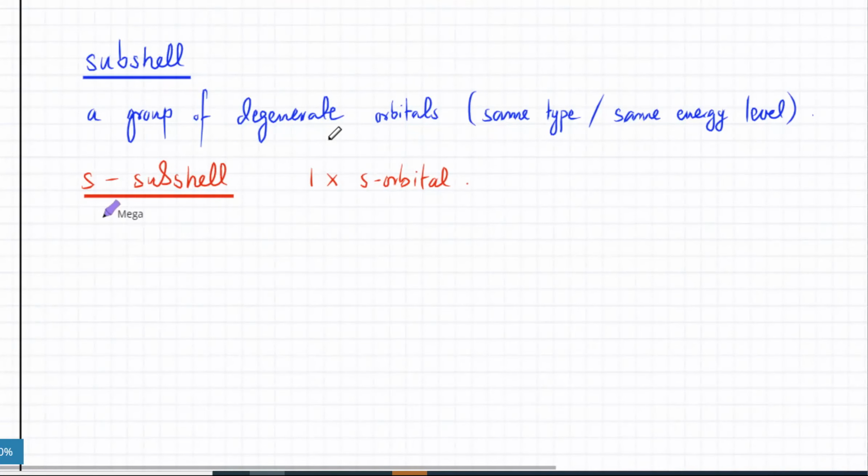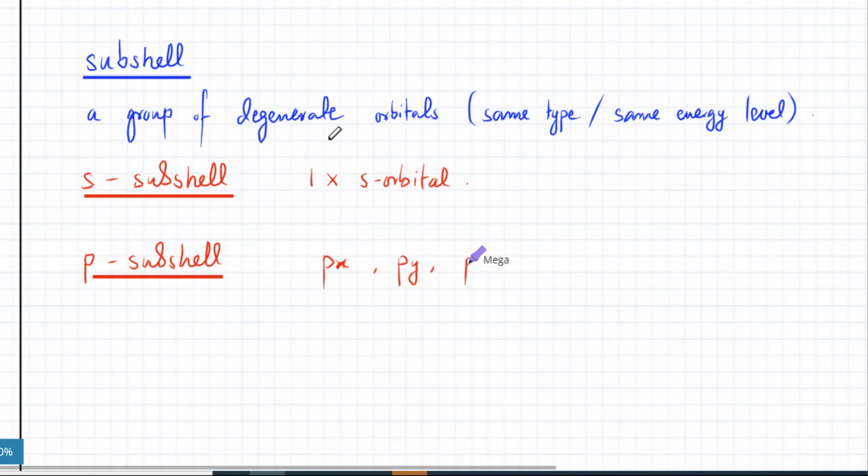When it comes to a p subshell, your p subshell has 3 degenerate orbitals. You've got a px, a py, and a pz. And these are all exactly similar, except the orientation is different. Now this p subshell is just a terminology that you use. If someone talks about a p subshell, what he's basically talking about is all 3 orbitals together.